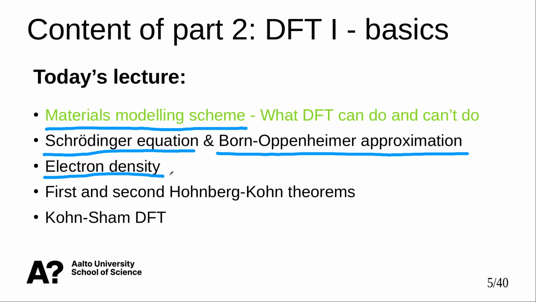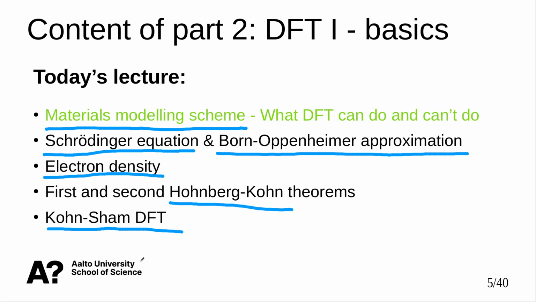The third part is the electronic density. In this part we will understand where the electron density comes from, what it means, and what it means for density functional theory, because as the name implies, it's based on the electronic density. And then in the last 2 topics we will actually cover the basics of DFT. So first we will cover the Hohenberg-Kohn theorems, which laid the foundation for DFT. And then last but not least we will cover the Kohn-Sham formalism.